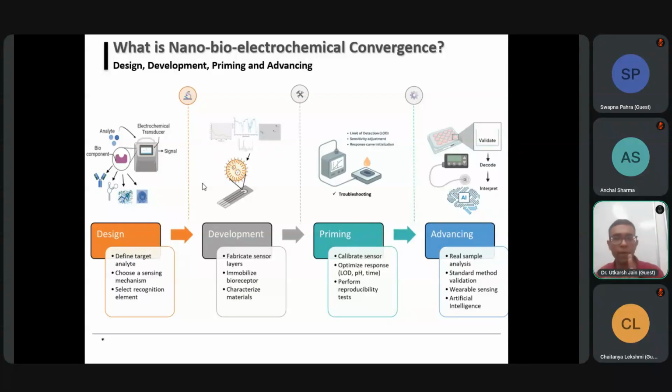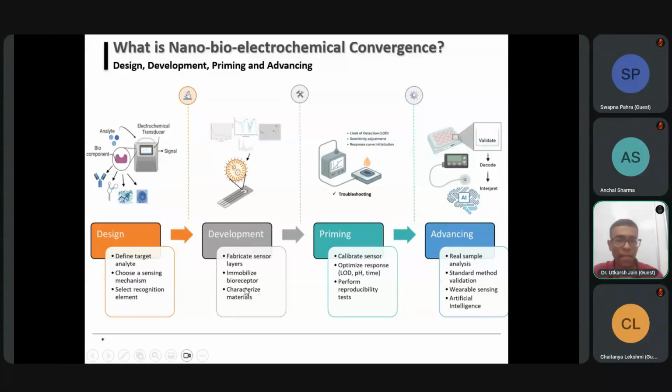Now the thing is, when you fabricate these layers of selection, in each stage you need to characterize. Number one, if you want to coat a particular protein which binds the biomarker, then that protein should be properly and uniformly distributed on the electrode surface, specifically on the working electrode surface, to get a detectable signal. And this uniformity should be properly characterized in each stage while we are developing a biosensor.